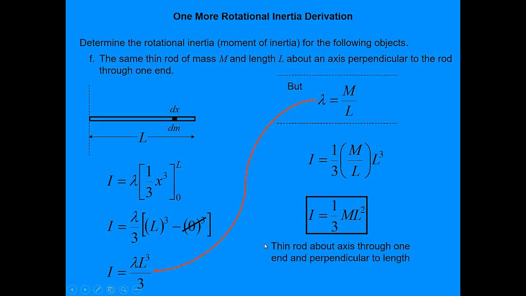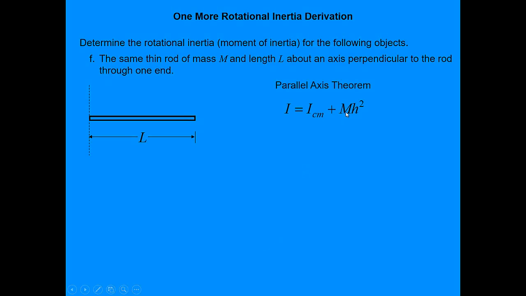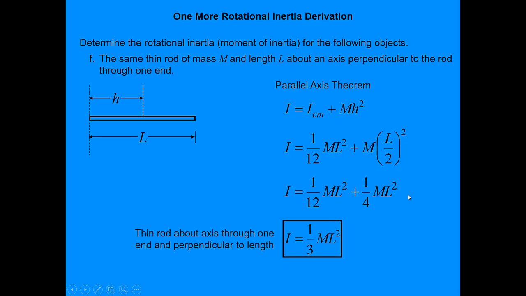But if we do the parallel axis theorem version, much easier. We know the rotational inertia about the center of mass. That's 1/12 mL squared. Here's the center of mass. H is the distance from the center of mass to the axis of rotation, which would be what? L over 2, if this is the center of mass. The mass of the rod is m, so we don't have to change anything there. So we get this. The rotational inertia is 1/12 mL squared plus m h squared. H is L over 2 quantity squared. Square that. That's 1/4 mL squared. What's 1/12 mL squared plus 1/4 mL squared? 1/3 mL squared.